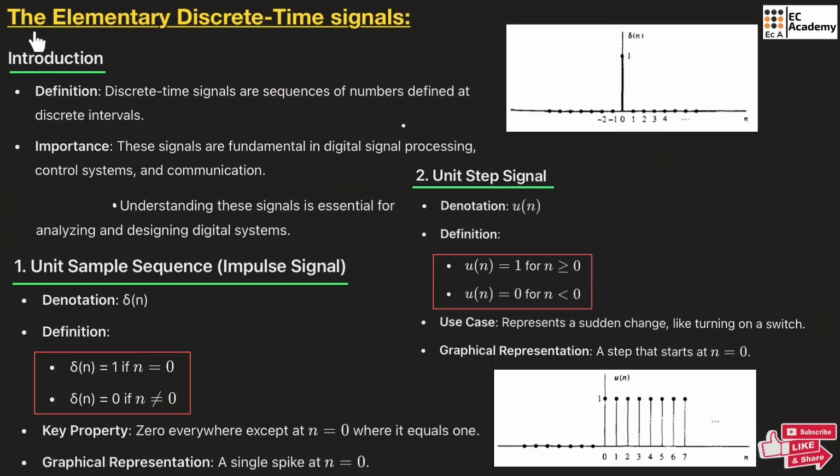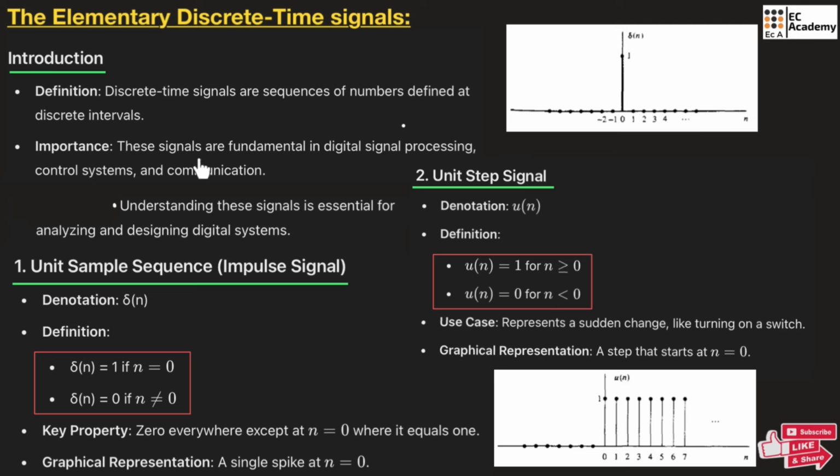In this lecture, let us understand the elementary discrete time signals. In the previous lecture, we understood about the discrete time signals. These discrete time signals are the sequence of numbers that are defined at discrete intervals of time. So, discrete time signals are defined at only the discrete intervals of time. There are different types of elementary signals like unit sample sequence, unit step signal, unit ramp signal, and exponential signal. So, we'll understand these signals one by one.